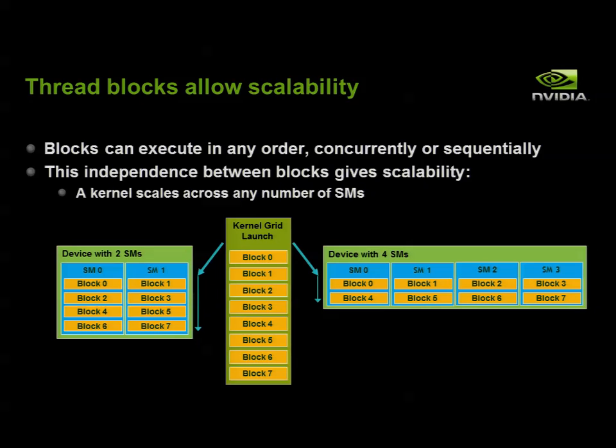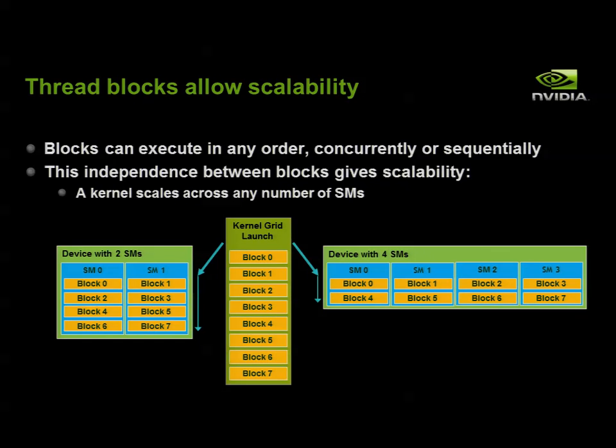Now, as I said, the fact that thread blocks can be executed in an arbitrary order gives us automatic scalability. Imagine the following grid where we want to execute these 8 blocks. You could be running on a simple device that only has 2 streaming multiprocessors. The first 2 blocks get dispatched onto the 2 SMs that are available. They process, and then the next 2 thread blocks get dispatched, and so on and so forth.